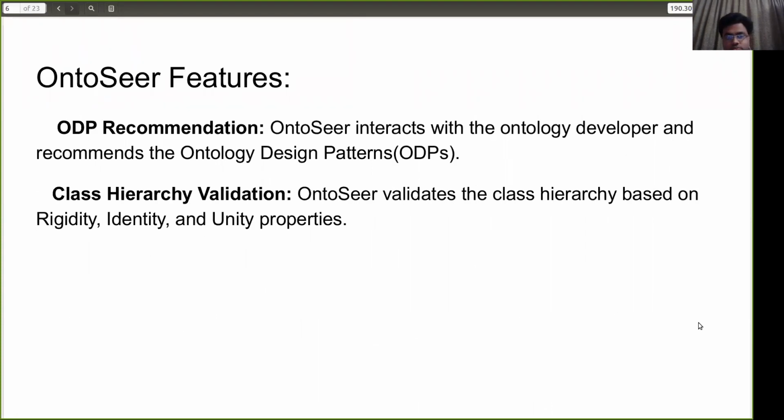Ontosphere interacts with the ontology developer and recommends ontology design patterns. It helps to make the ontology modular. Class hierarchy validation: Ontosphere also validates the class hierarchy based on meta properties like rigidity, identity, and unity.